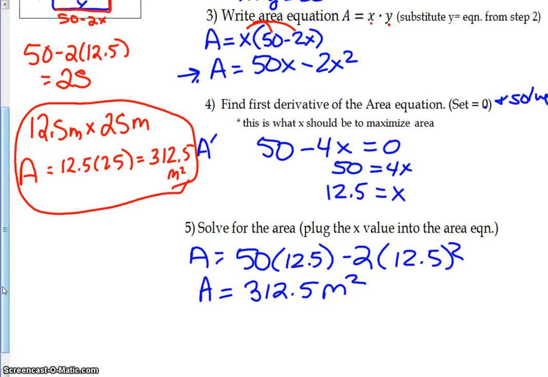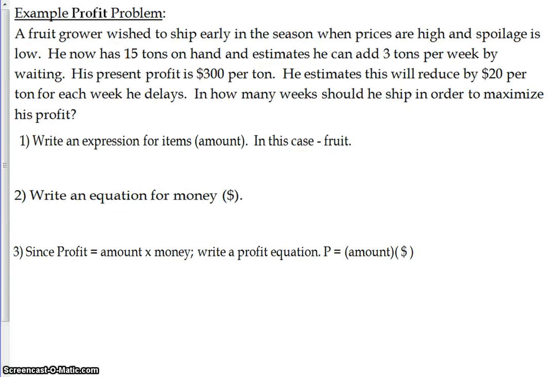Let's look at another problem here. This one is a profit problem, probably one of the most popular types of problem: how do we increase our profit? How do we maximize our profit? It's really pretty important. In this case, we have a fruit grower, and he or she is wishing to ship early in the season when the prices are high and spoilage is low.